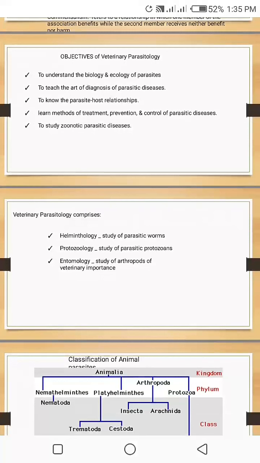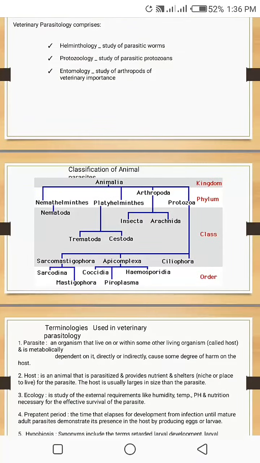Veterinary parasitology comprises three areas. The first one, helminthology, the study of parasitic worms. The second one is protozoology, the study of protozoa. The third is entomology, the study of arthropods of veterinary importance. So let's see the classification of animal parasites.